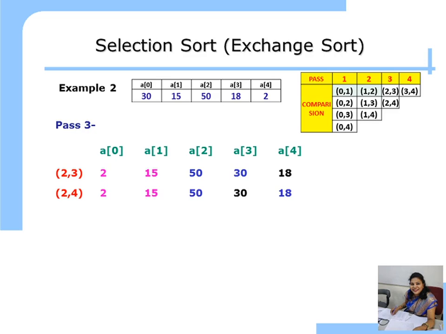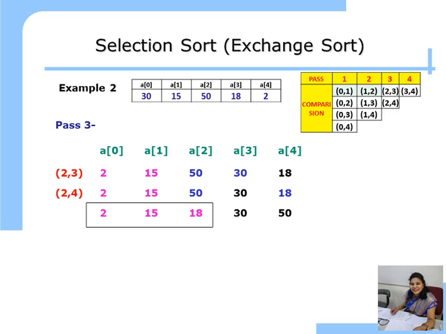Now let us do the next comparison. It is between the second location and the fourth location. What is present at the second location? 50? What is present at the fourth location? 18. Is 50 greater than 18? Yes. So we will swap it. After swapping we will get the output 2, 15, 18, 30, 50. Now this is the end of pass 3 because we performed both comparisons and the swapping operations.